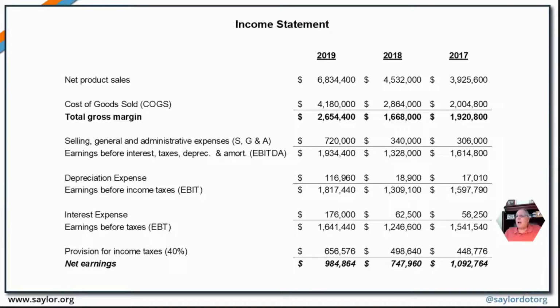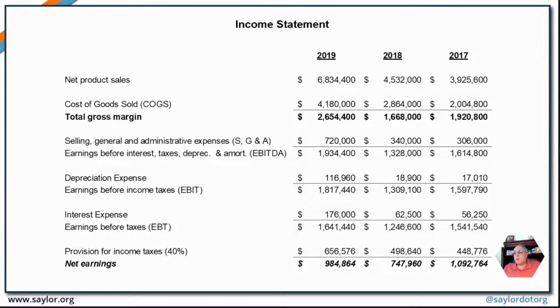And then we're going to allow a provision for any taxes that are due, state, local, federal, any appropriate taxes for the firm, which brings us to the bottom line, which is net earnings or profit. And here's an interesting thing to note. Although sales increased over the last 3 years, our net earnings decreased. In 2017, net earnings were over $1 million. And last year, it was down to $984,000.